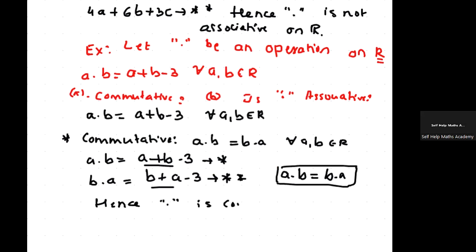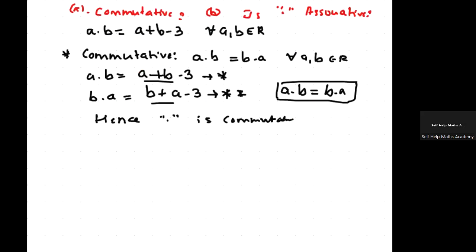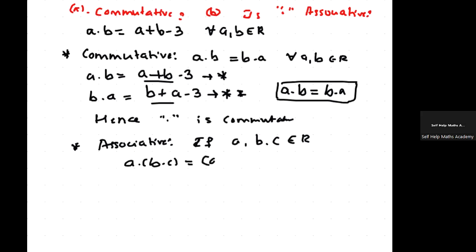Okay, now similarly we can check it for associative. Let's see whether it is associative or not. To check for associative, now I'll consider all three elements. Say, if a, b, c I'm considering from the set of real numbers, then we should check whether a dot b dot c equals a dot b dot c in the other grouping. This is what we have to check.